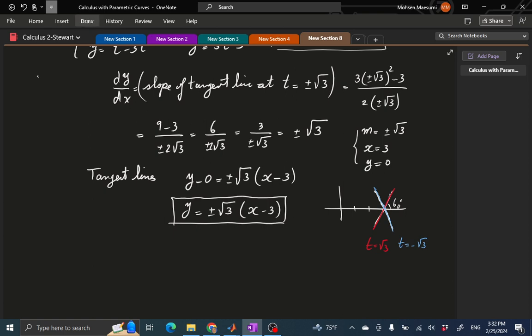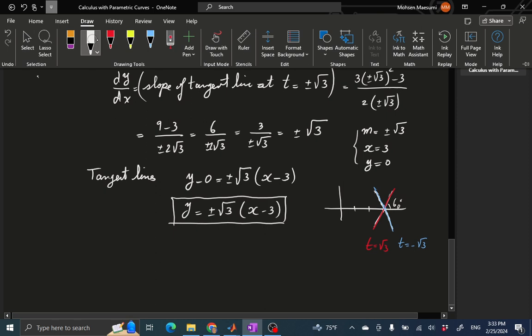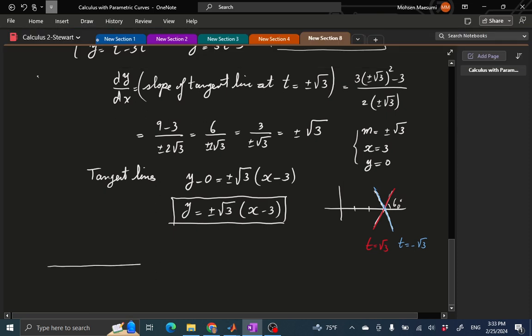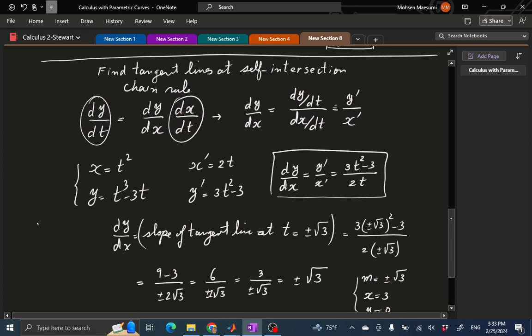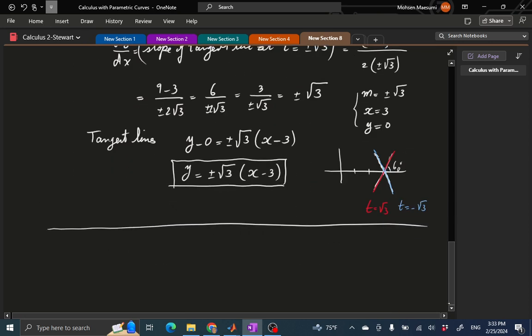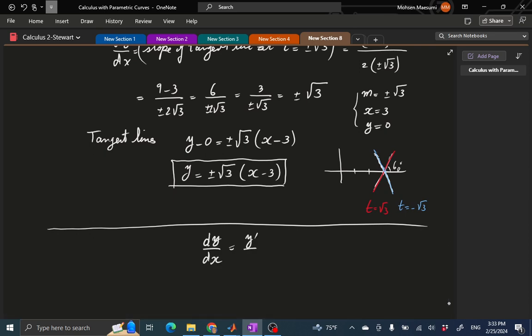Okay, so that was one more thing we learned, how to take the derivative and how to analyze its crucial fact. Let's repeat what we learned here. dy/dx, here's a short formula to keep in mind. dy/dx for a parametric curve is going to be calculated like this.